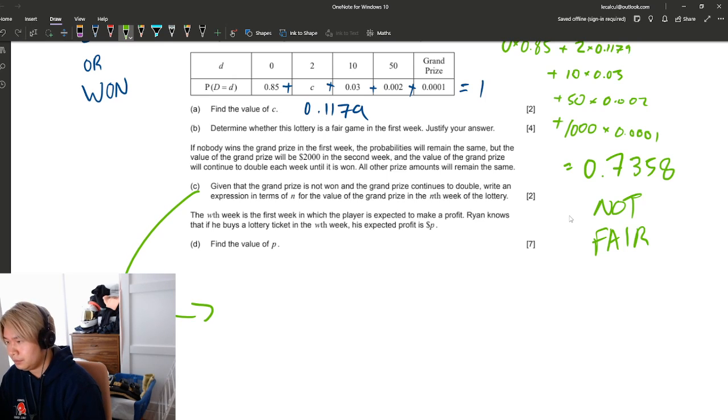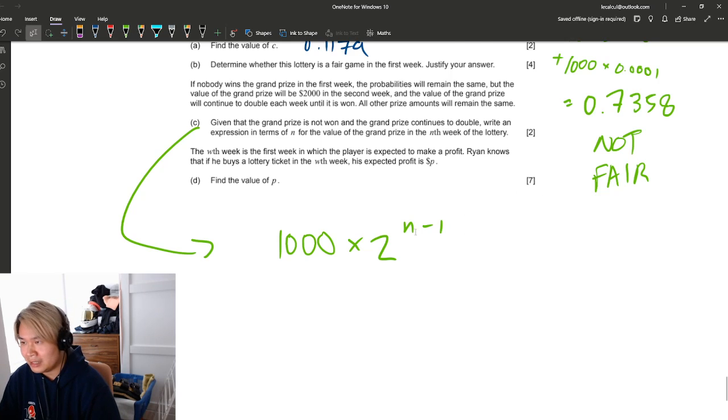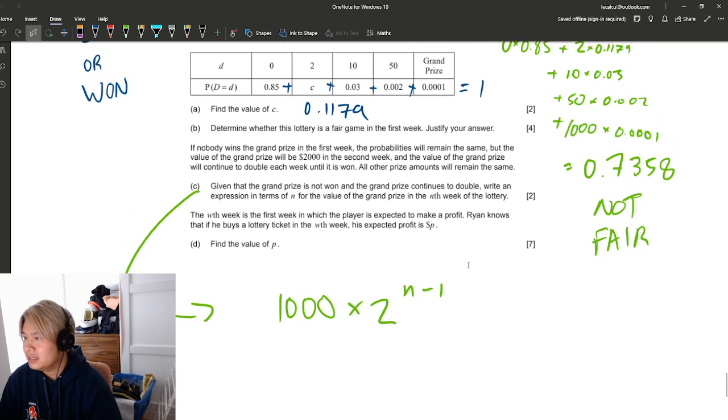Okay. So it's $1,000, right? And then basically we're doubling this for every week. So n minus 1. You have to be careful. It needs to be n minus 1 because on the first week, you shouldn't be doubling it. So this needs to be 0. So there's your formula for the grand prize.